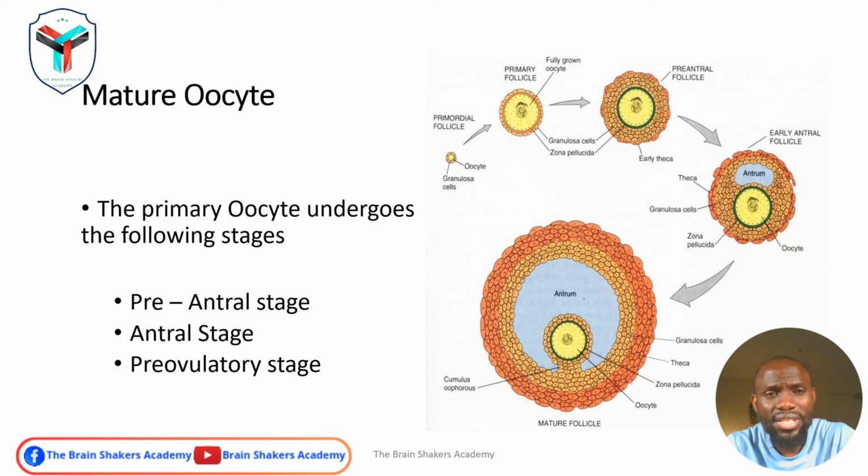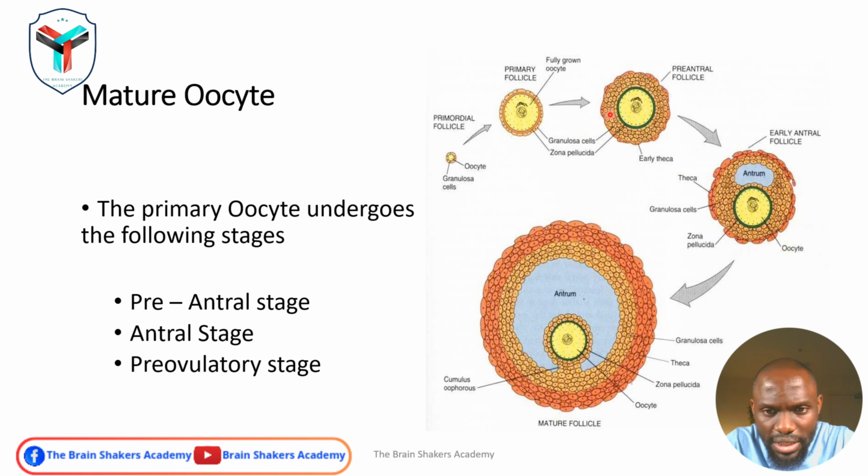The polar body will obviously degenerate, but the secondary oocyte is what may then go into the second meiotic division. For the primary oocyte to develop into what is referred to as a mature oocyte, it will have to undergo three phases: the pre-antral stage, the antral stage, and the pre-ovulatory stage. In the pre-antral stage, the cell is going to grow exponentially in size, and the follicular cells will grow and proliferate to form a stratified cuboidal epithelium.